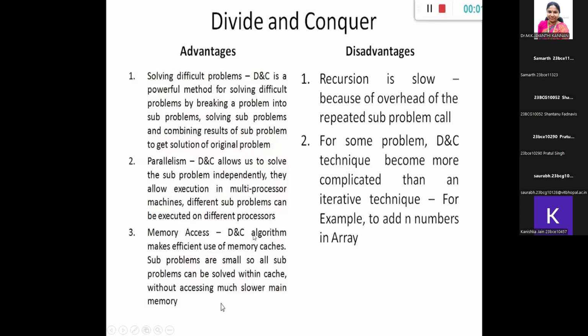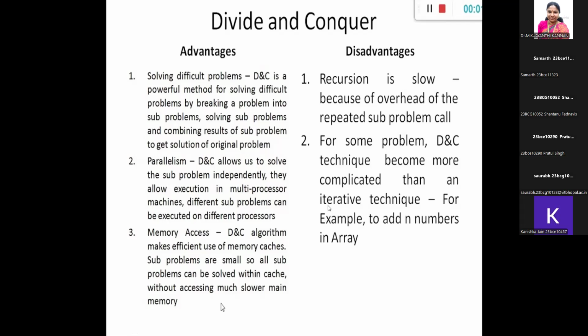Memory access: the divide and conquer algorithm makes efficient use of memory caches. Subproblems are small, so all the subproblems can be solved within the cache without accessing the much slower main memory. So these are the main advantages of using the divide and conquer approach.